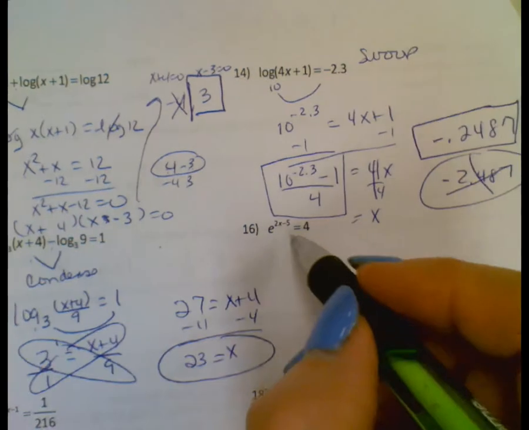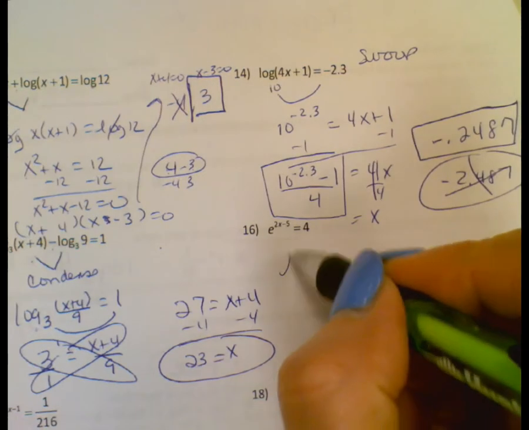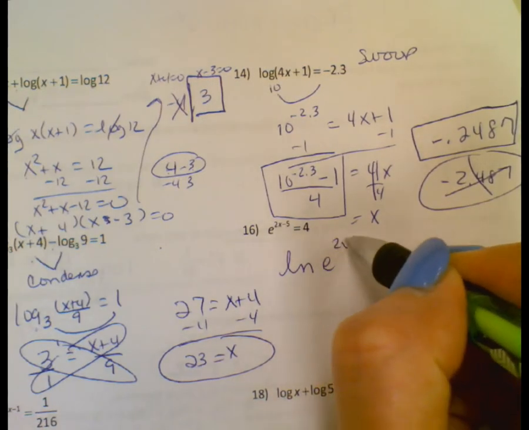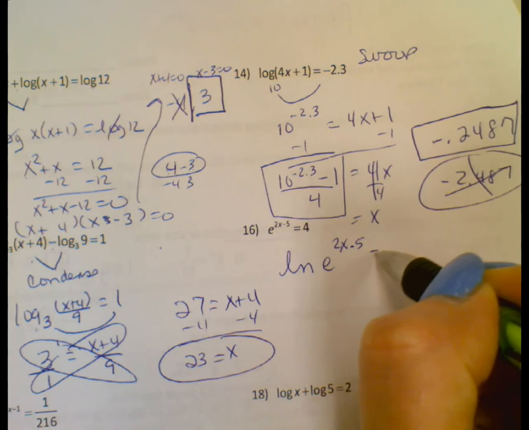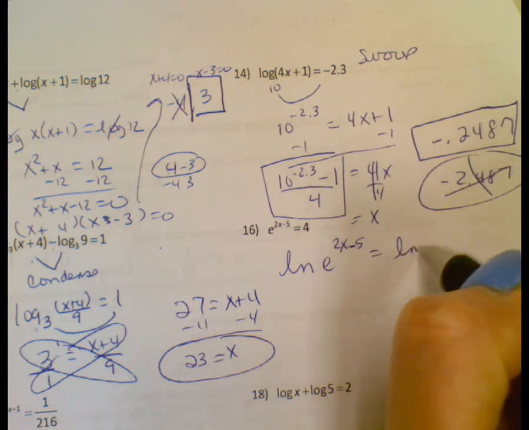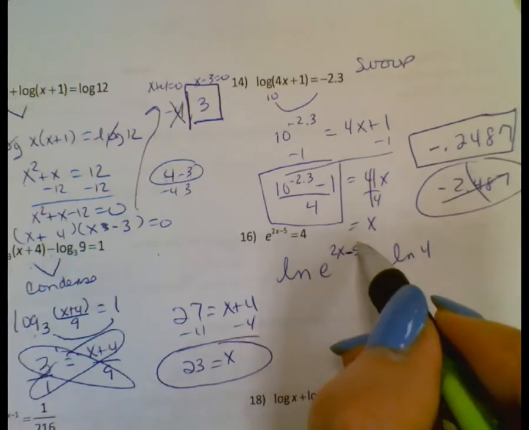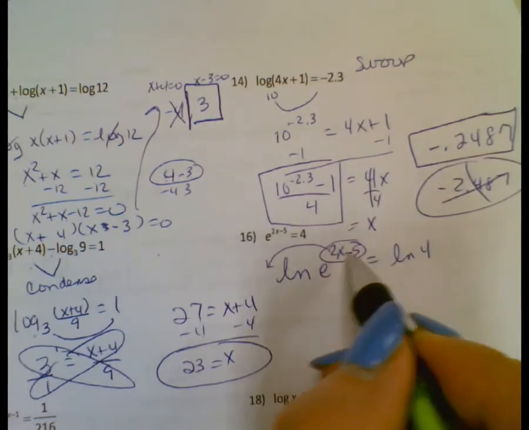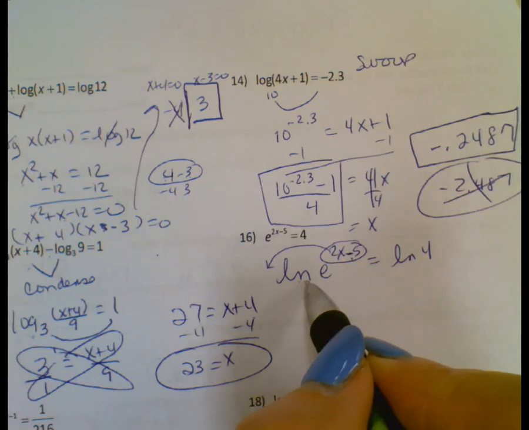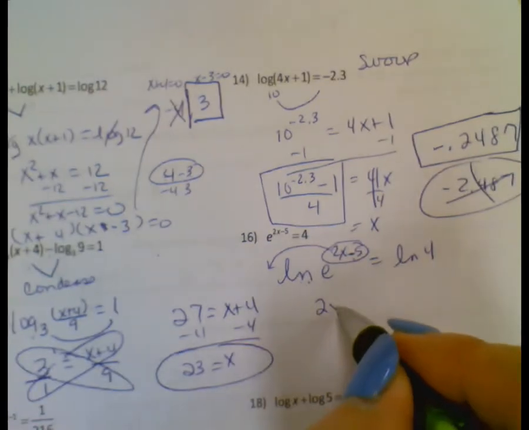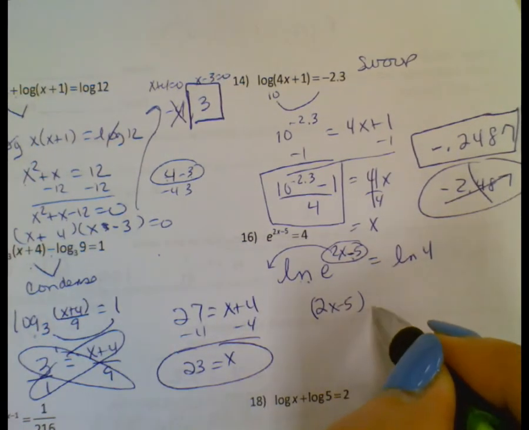16, we have an e in the problem. So that means we're going to take the natural log of each side. So whenever e is involved, we want to take the natural log of each side. Once you take the natural log of each side, that releases this exponent out front. Like you cannot bring this exponent out front unless you have a logarithm written in the problem. So we're going to bring 2x minus 5 in parentheses out front.